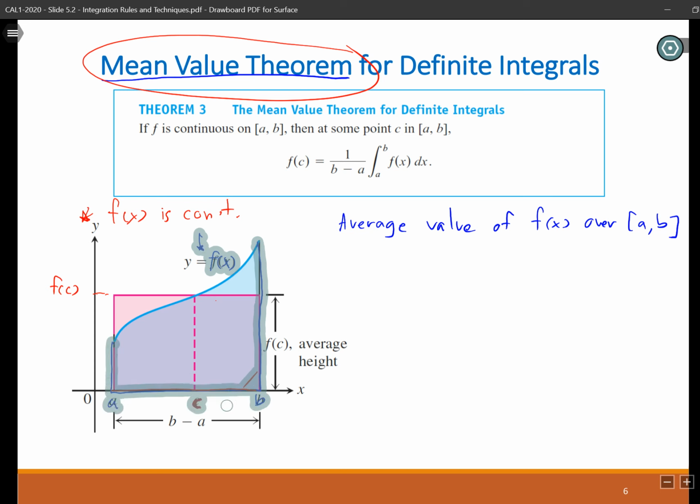So what does this mean? The average value of a continuous function over a range. So we have this function, and each point has a different function value. And I ask you to find the average value of this function starting from a to b. Some of you might find this confusing. What does it mean by the average value of a line? So let's take a look here.